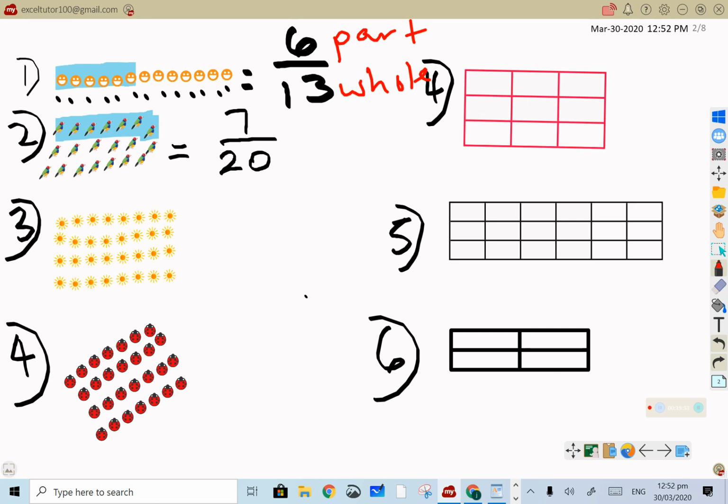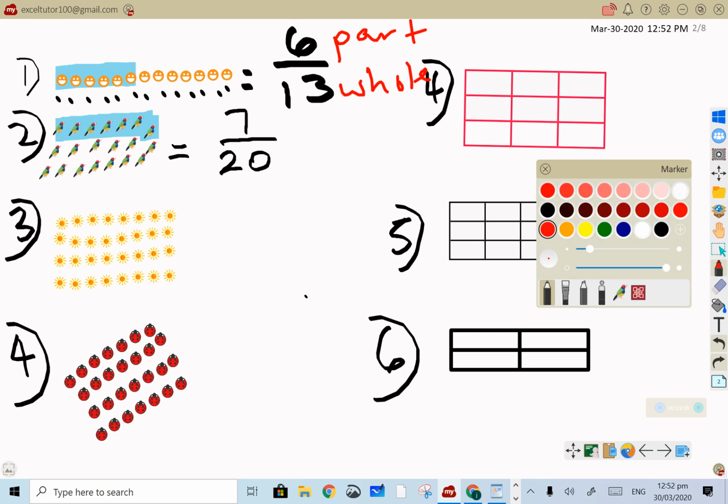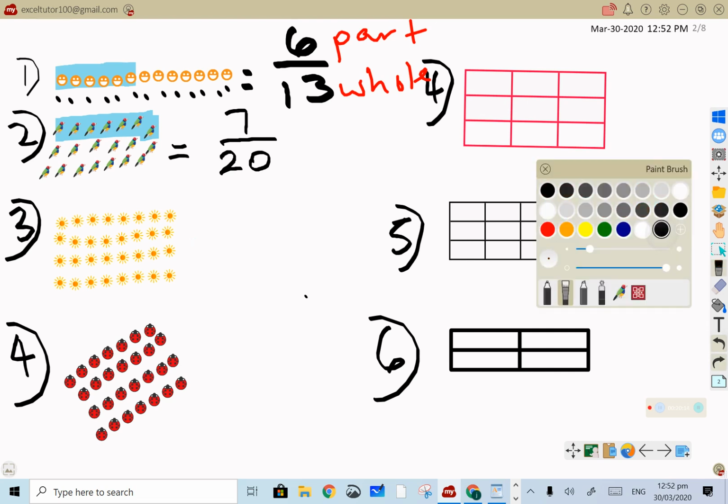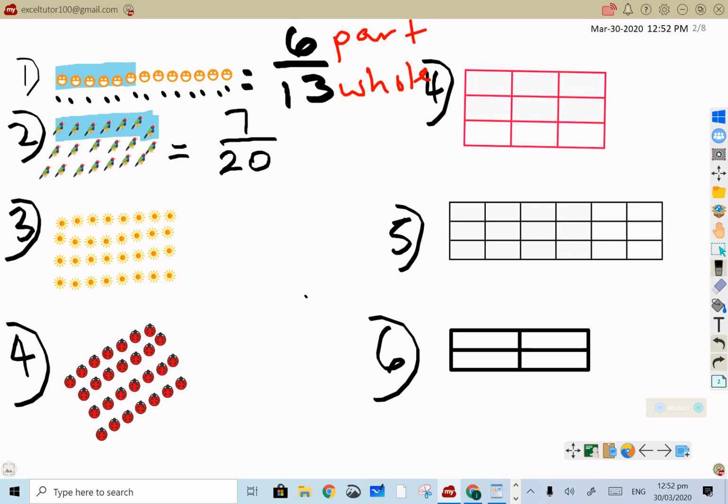So let us look at number 3 as another example. So we keep doing examples so that you all, if you didn't get it in number 1 or number 2, hopefully number 3 you would be able to get it. Okay, so we have here sunshine. So we want to try to establish how many do we have for our denominator. So that's the first thing we always do. Try to establish our denominator.